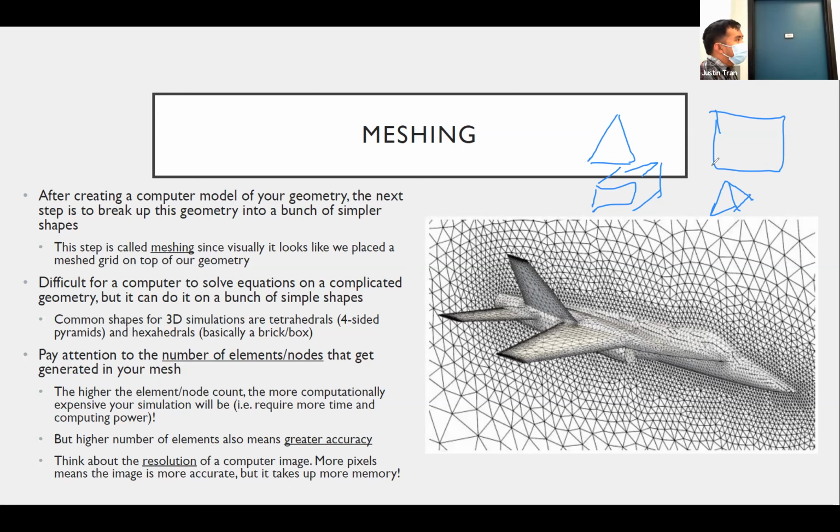And so, just know that in order to run a simulation, you have to get a mesh on your geometry. Okay, and the shape of the elements is important because that's kind of what allows you to run the simulation. Okay? And so again, we're not going to get into the specific details of meshing, but it's important to know generally what it is. But it's also important to pay attention to the number of elements and nodes that get generated in your mesh.